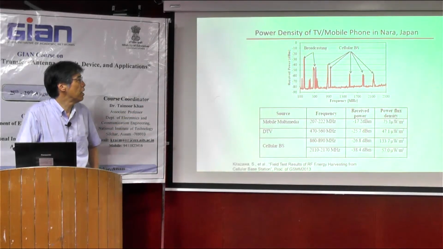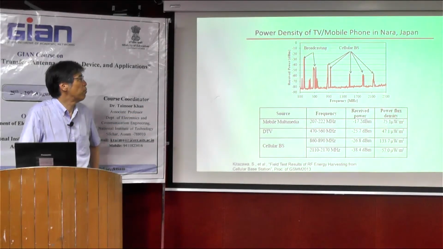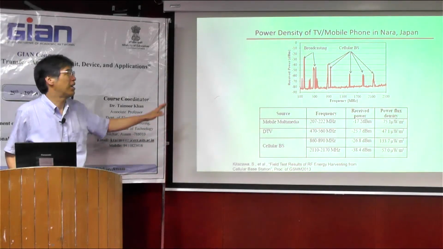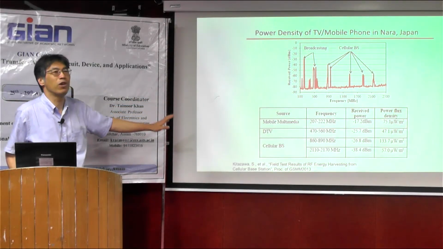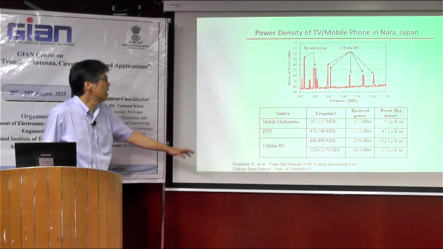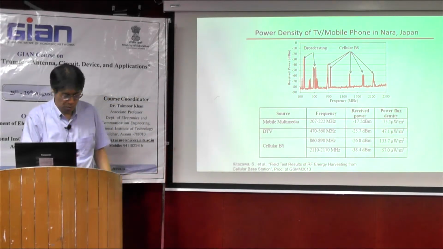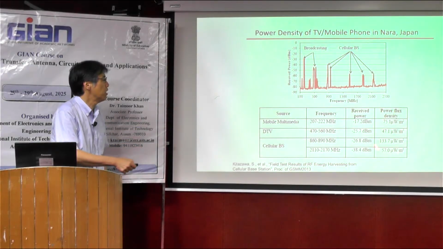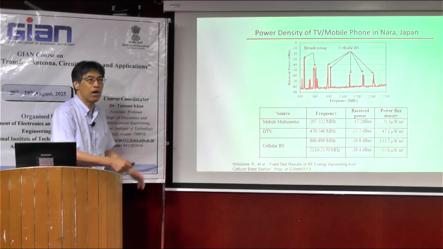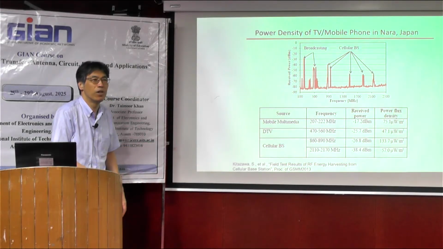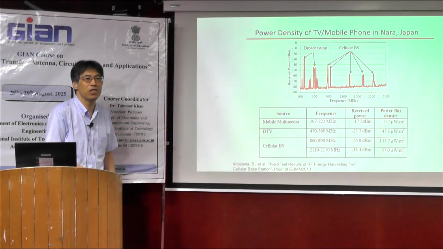And some groups measure the power density of the ambient wave around us. For example, this is a Japanese case. Close to my home, my friend measured the power density around us: mobile multimedia, digital TV, cellular, etc. And the frequency is here. In this case, the power flux density around us is approximately 100 microwatts or below. But I think it's a typical power density.